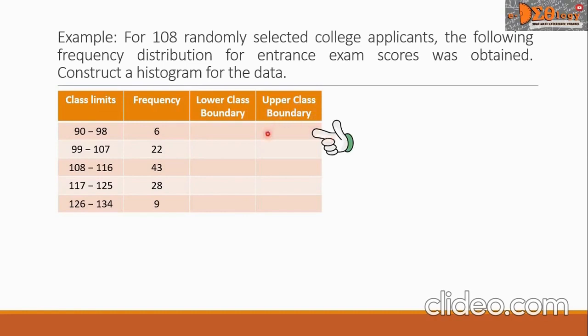Let us now solve for this first blank here for the upper class boundary, which is for the first class interval. The formula is given to us, which is upper limit of the class plus the lower limit of the next class divided by 2. It means to say the upper limit is 98 plus the lower limit of the next class, which is 99. So we see here 98 plus 99 divided by 2, we have 197 over 2, that is equal to 98.5. We will copy this value on this blank, and there we go.